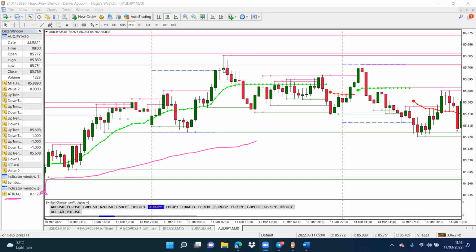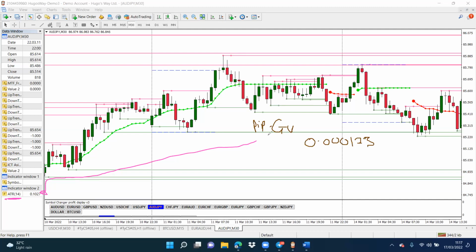It's 0.1129. Now I'm not going to assume you understand what I'm saying. I'm going to explain it, right? If you are looking at a pip for non-JPY pairs, something like, let's say, GU, right? It's going to be 0.0001, or let me put it this way. A pip is going to be 0.00123, something like that, right?